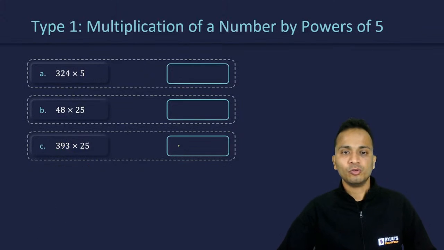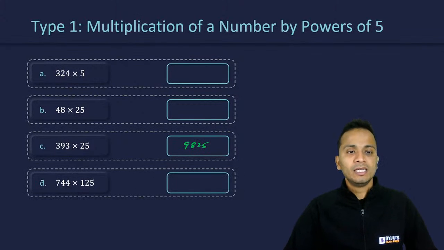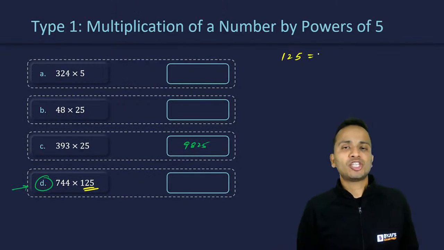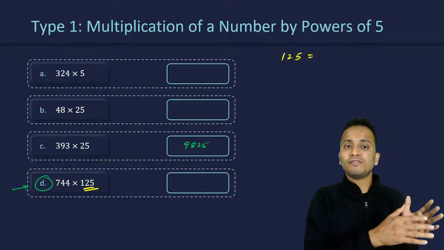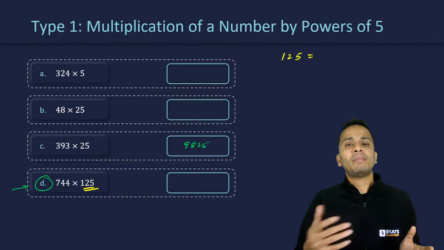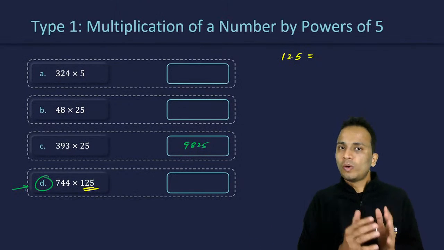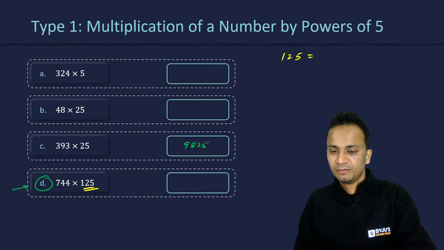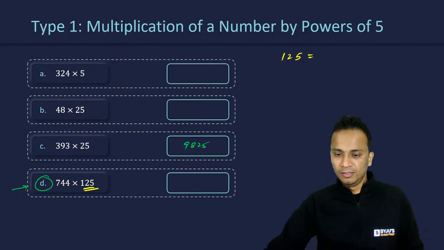Absolutely correct, all of you. So 9825. Let's take another one. Now, fourth question, problem number D is 125. Can you all tell me which number 125 should be replaced by? Like I have replaced 5 by 10 by 2, I have replaced 25 by 100 by 4. So what should I replace 125 with? Come on, tell me.